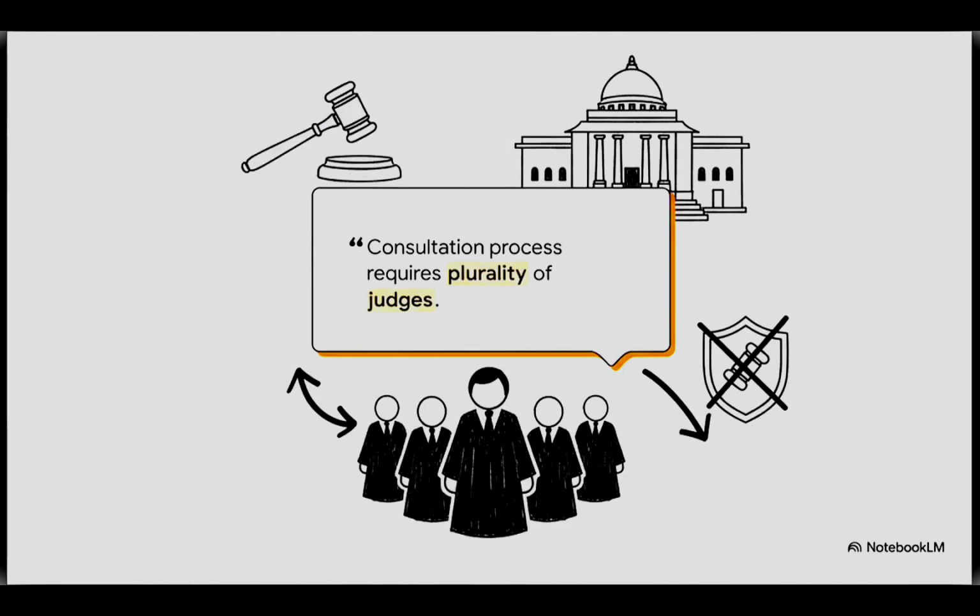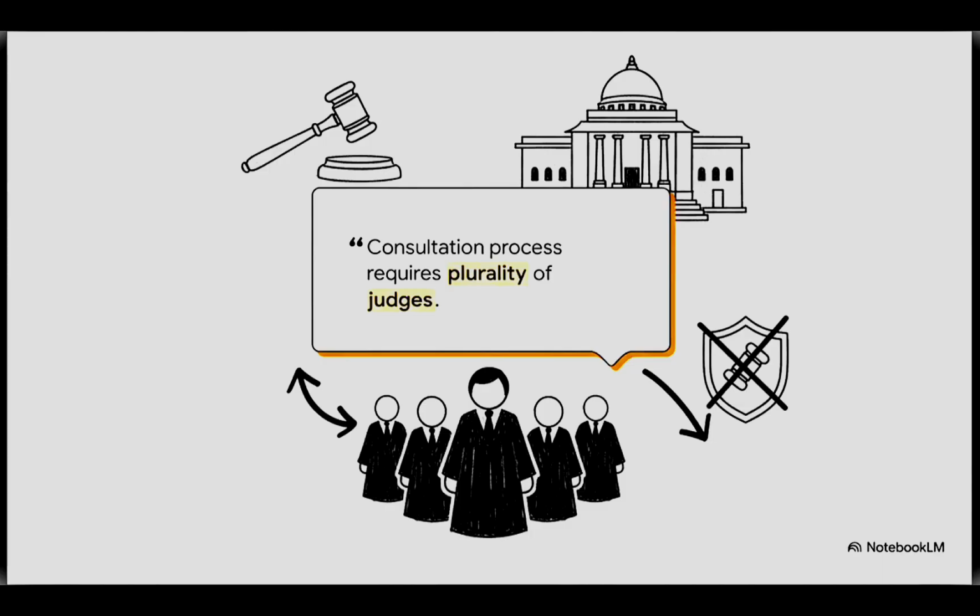Now, the actual way these judges are appointed has been the subject of massive constitutional debate over the years. The Constitution says the president appoints judges in consultation with the Chief Justice. But what exactly does consultation mean? Well, through the famous 3 judges cases, the Supreme Court interpreted this to mean a collegium system. In fact, the 1998 third judges case explicitly stated that the Chief Justice must consult a plurality of judges, specifically the 4 senior-most judges on the bench.